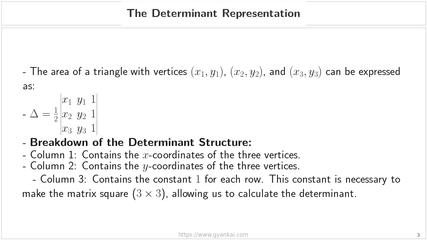Now that we've seen why the old algebraic formula can be a bit messy and prone to errors, let's look at the beautiful way we can rewrite it using a determinant. In the next slide, I will show you exactly how we expand this structure to perform the actual calculation.